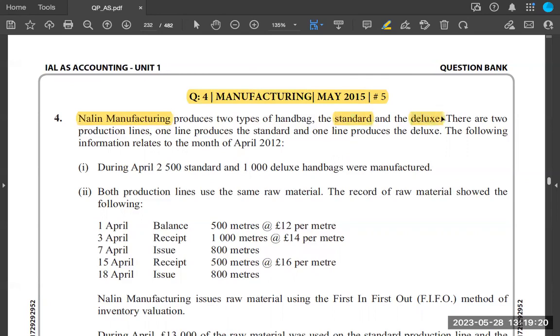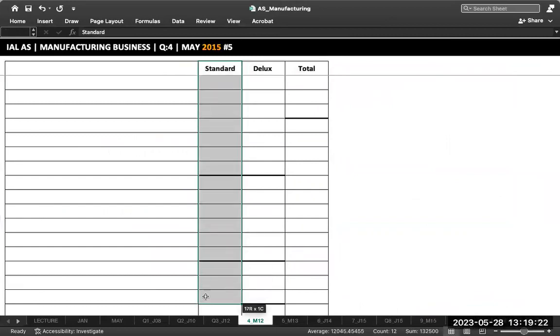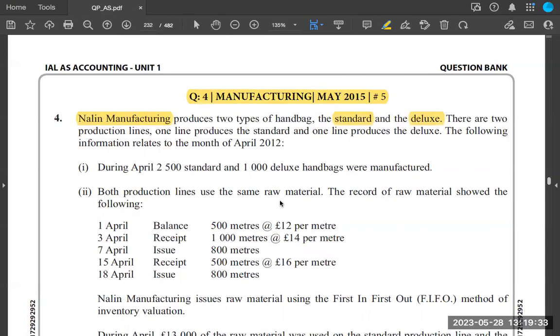Those who are talking, please be quiet. One for standard, the other one is for deluxe, and the other one is for total. First of all, we need to find out the raw material consumed. Tell me, what do you take as opening stock? 500 meter, each at 12.